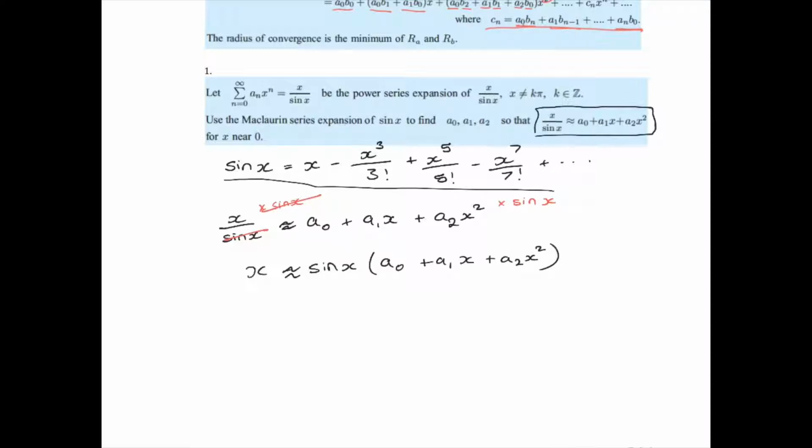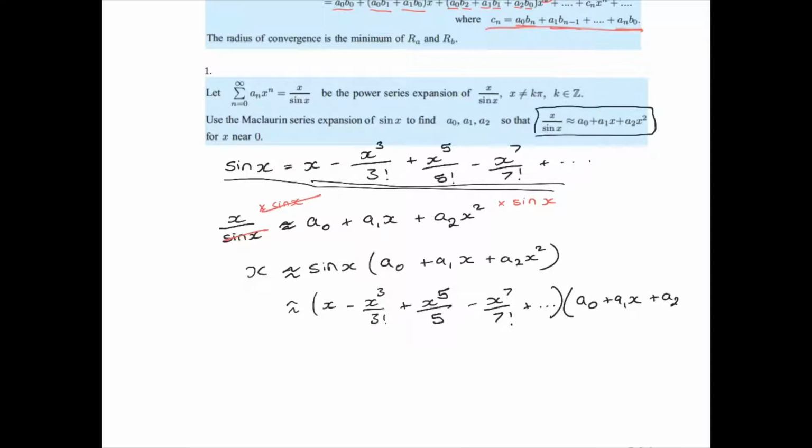Oh, that's looking like a product of two series. That's good. And that equals sine x. I'm going to sub in the Maclaurin series for sine x in there. So it's x minus x cubed on 3 factorial plus x to the 5 on 5 factorial minus x to the 7 on 7 factorial, I think that's enough, plus dot dot dot, times a_0 plus a_1 x plus a_2 x squared. So then I've still got x on this side. So x approximately equals, let's think about this, will there be a constant term first of all?